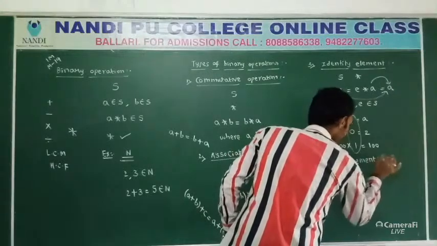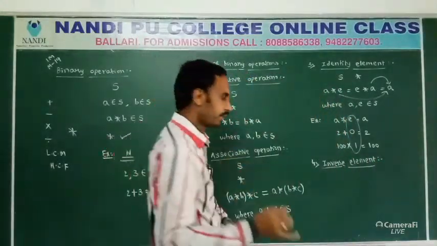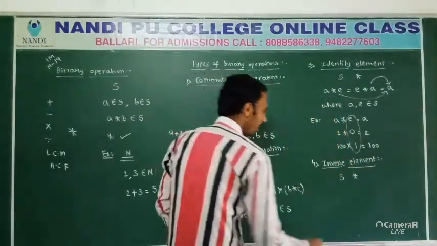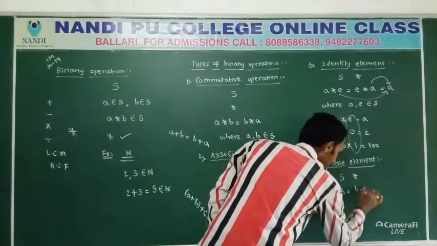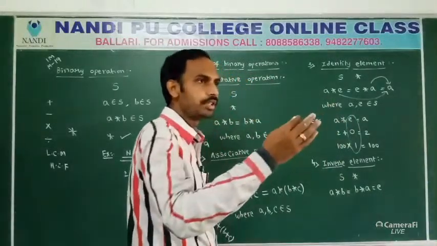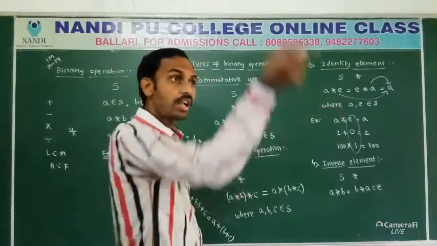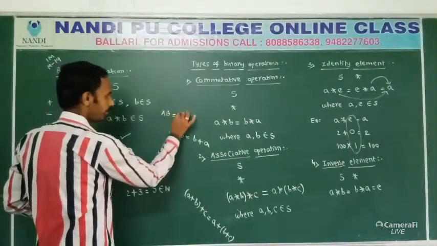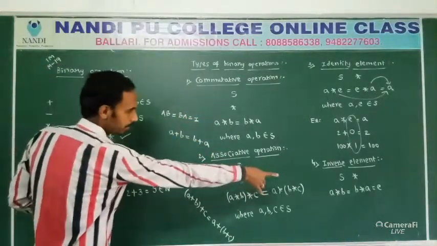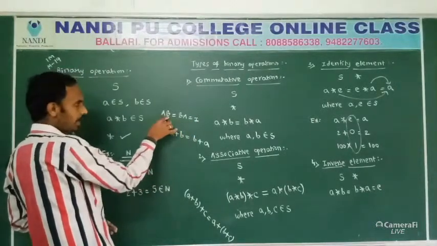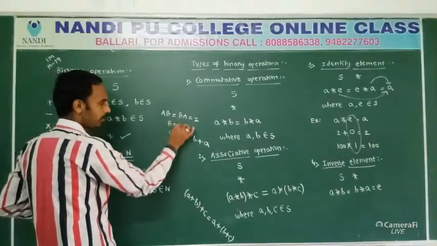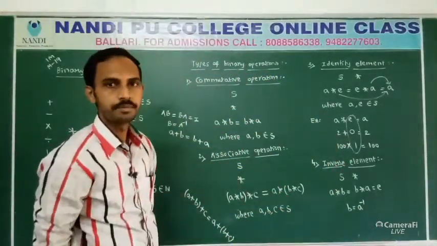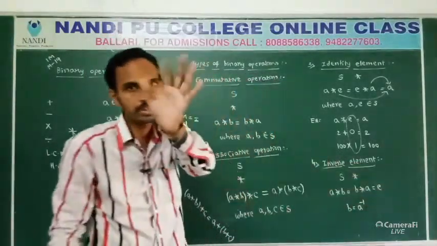4. Inverse element. Inverse element means, let S be a non-empty set. Star is a binary operation. If A star B is equal to B star A is equal to E, then B is called the inverse of A and A is called the inverse of B. Just like matrices, we said AB is equal to BA is equal to I. Similarly here, B is called the inverse of A, which can be written as B is equal to A inverse, where A, B, E all belong to the given set only.